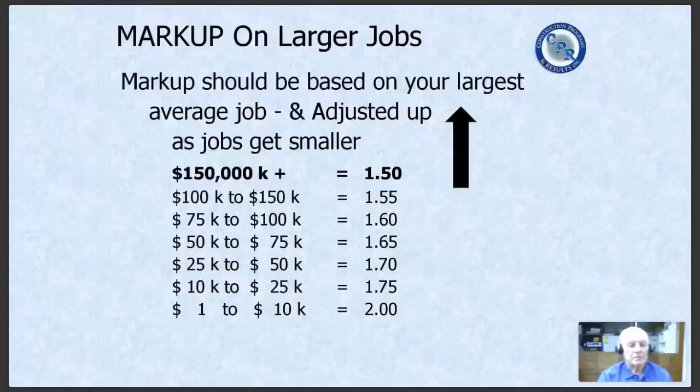So if you set your markup at 1.5 for 150,000, then on the jobs that are less than that, from 100 to 150, you use a 1.55 markup. And jobs 75 to 100, you use 1.6. All the way down the line, down to the jobs under 10,000, your markup should be times 2. If you use those markups, you're going to do okay. You're not going to get rich, but you'll do okay, and you'll keep your bills paid, and you don't have any cash flow problems. That's the smart way to set your markup on your business.